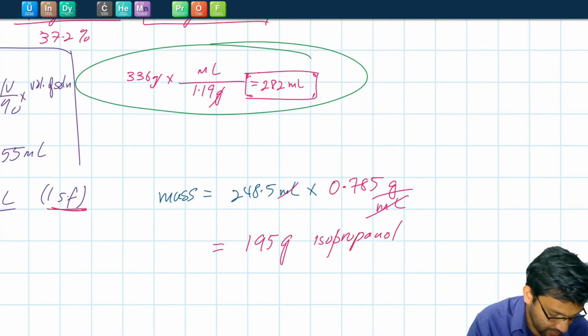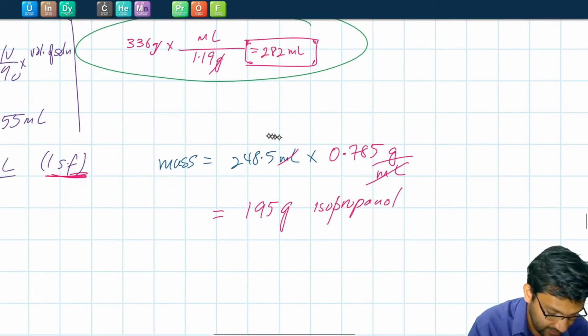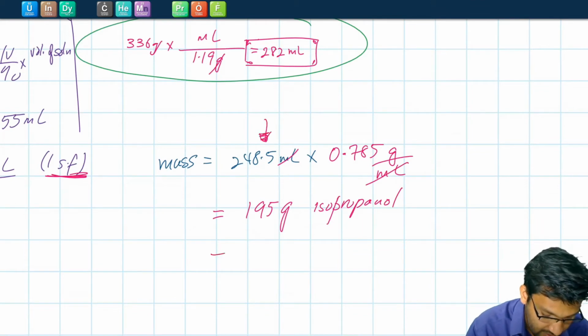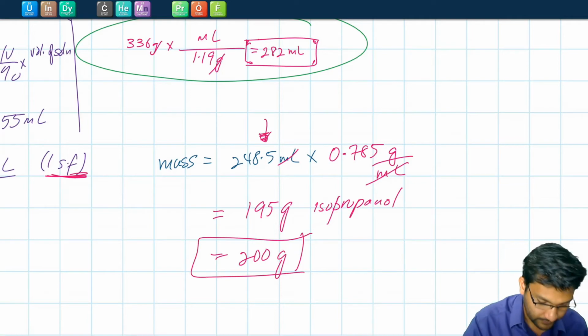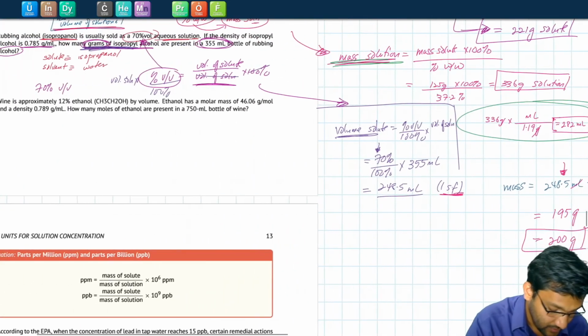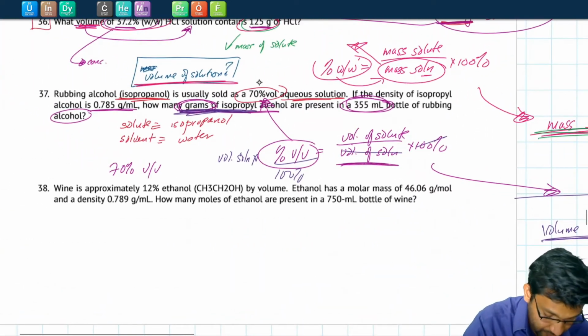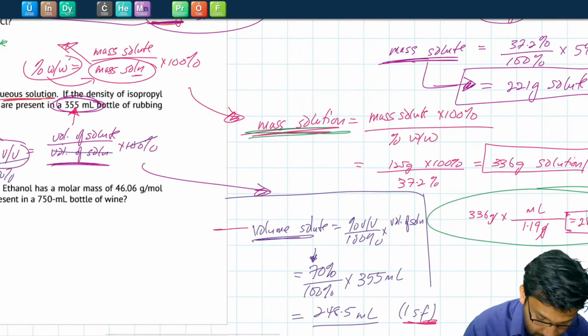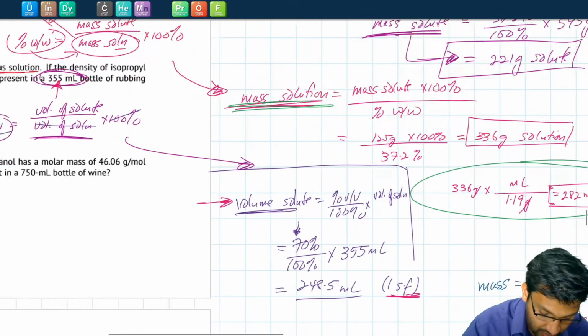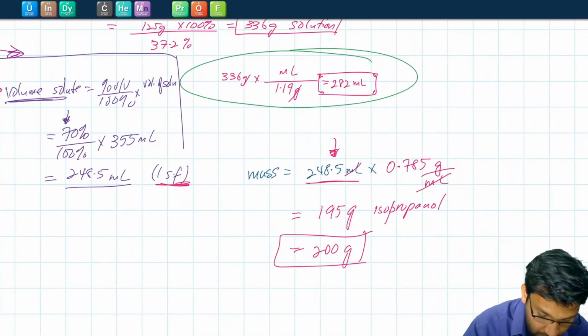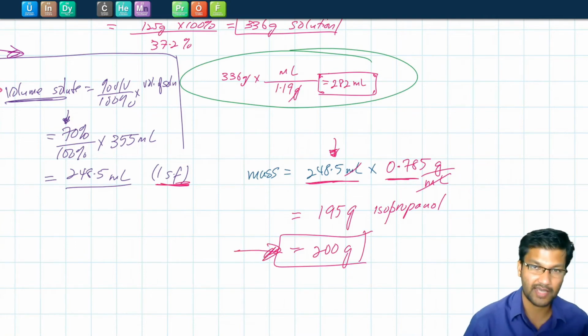Remember, we said that our answer should have 1 sig fig. So I'll just round that up to 200 grams as our answer. Again, this question gives us the percent volume concentration and the total volume of solution, which means we could use that to find the volume of solute. Once we have the volume of the solute, we can use the volume and the density to give us the mass, which is what the question was asking us for.